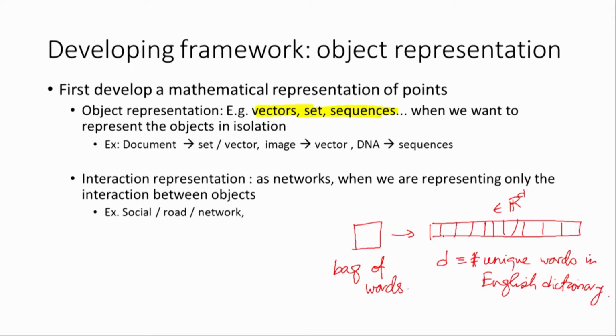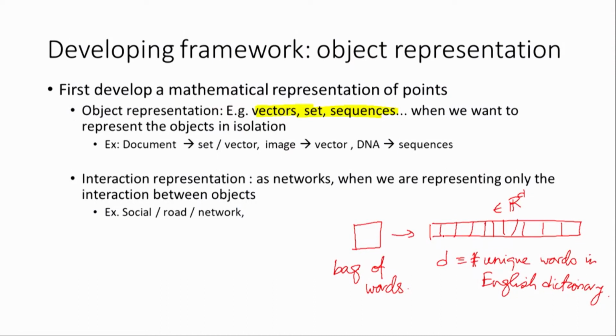Let's see what happens with an image. How do I go from an image to a vector? Pretty easy. Basically, you can think of an image as a two-dimensional thing. Just linearize it into a vector and then put in some value in that vector, either some intensity value if it's a grayscale image, or some RGB values, some combination of that.